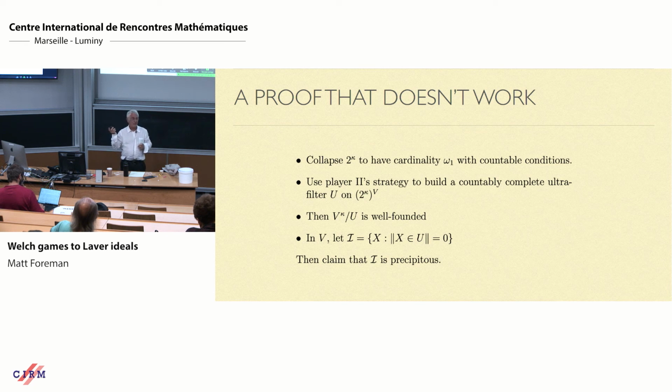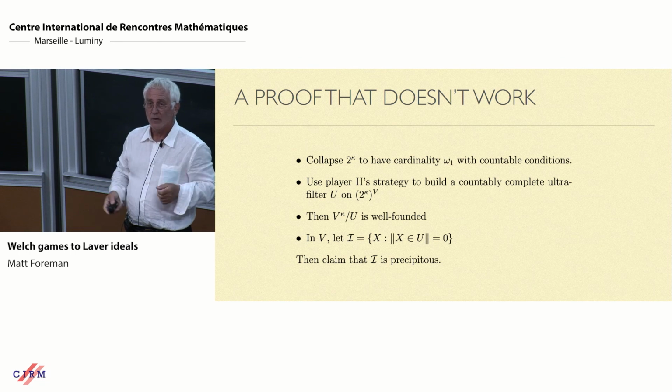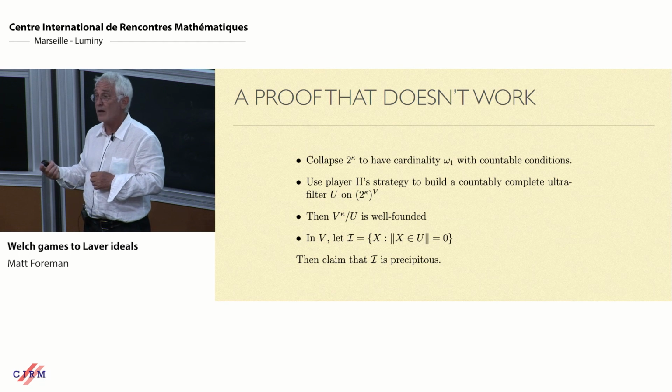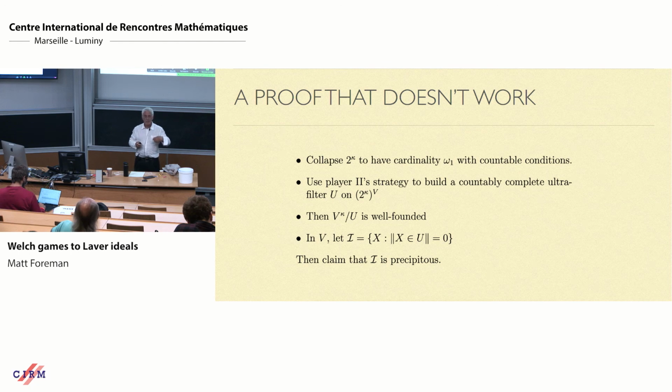Now, here's another thing. Suppose player 2 wins the game of length omega 1. And you collapse 2 to the kappa to have cardinality omega 1 with countably closed forcing. So you do the omega 1, 2 to the kappa collapse. Well, then player 1 can feed player 2's strategy from V. In V, player 2 has a winning strategy. So after you do that collapse, that strategy stays a winning strategy, because that just involves omega sequences. And you just start playing that strategy. And what you get is a countably complete ultrafilter on the power set of kappa.